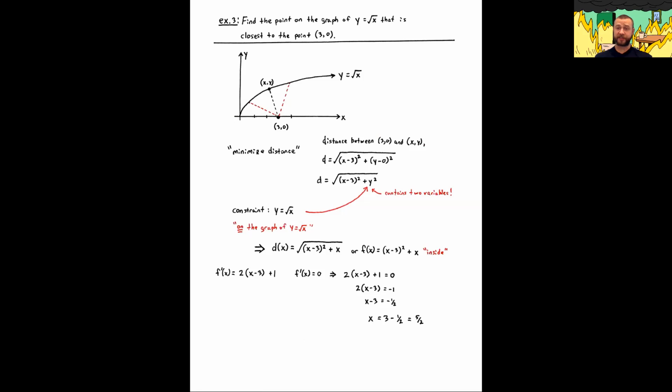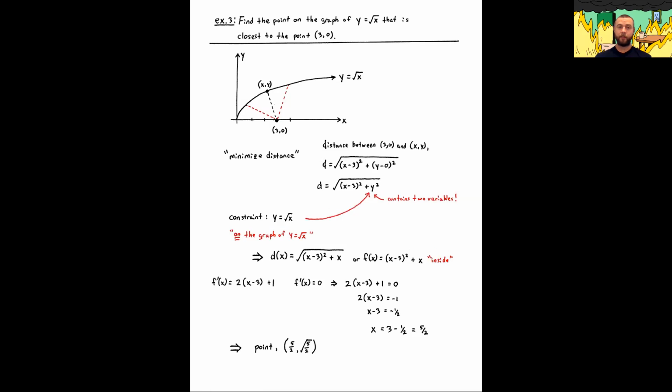Now, by itself, the x-coordinate is not a complete answer. The question wants us to find the point, in order to pair an x comma y. So take your x-coordinate, plug it back into the function or equation. Our point has to be on the graph of y equals square root of x. So our y value would be square root of 5/2. And we get our coordinates for our point, 5/2 comma square root of 5/2.